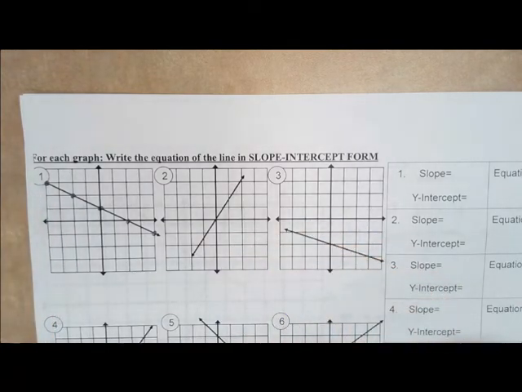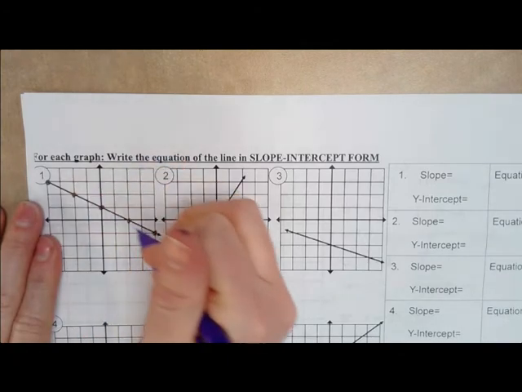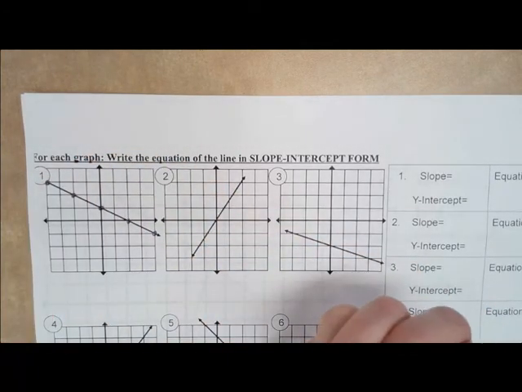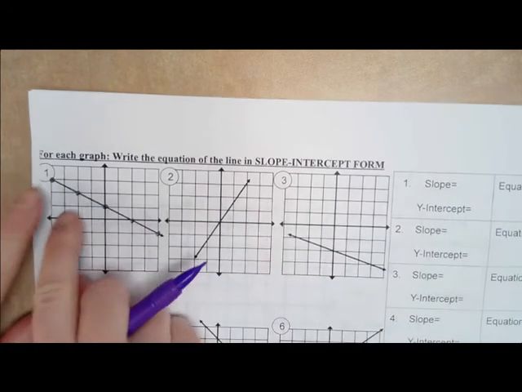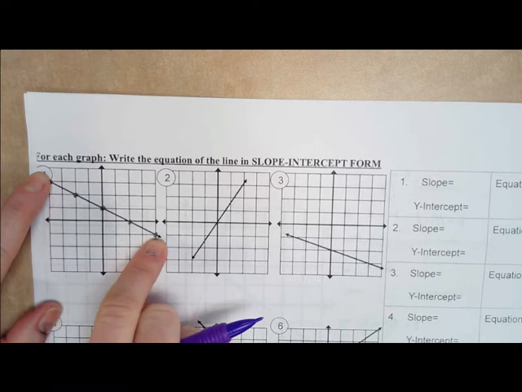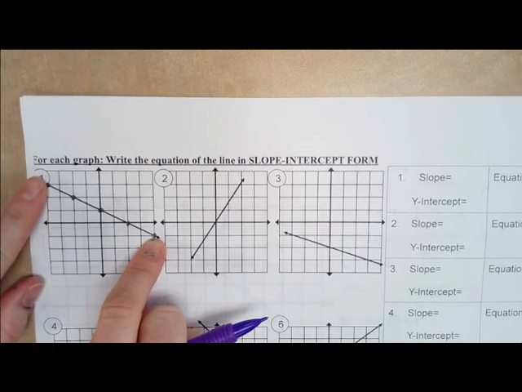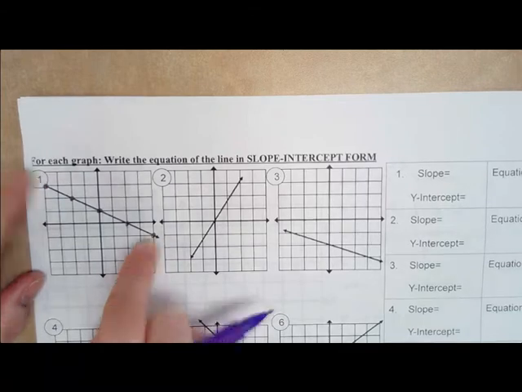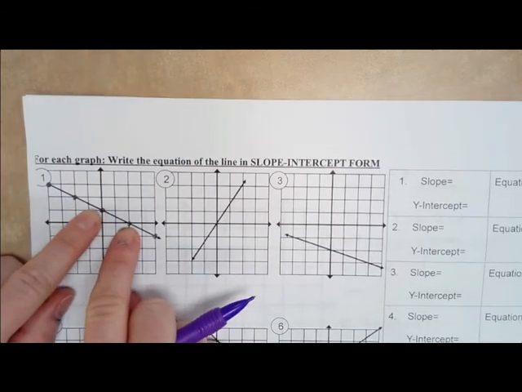So then we need to find our slope. What do you notice about this line though? Negative. Yeah, it's a negative slope. We just need to pick 2 points. I could pick these 2, those 2, those 2, those 2. It doesn't matter which 2 points you pick. You'll always get the same slope. I'm going to pick these 2.